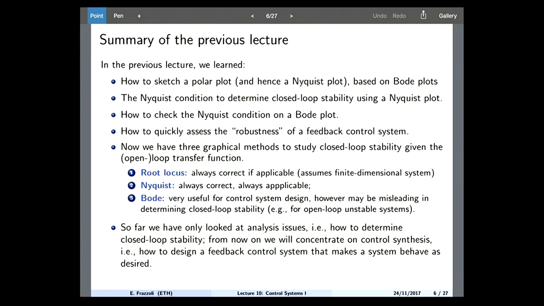So anytime, as I said before, I will not get tired of telling you this, anytime you have unstable open loop poles or non-minimum phase zeros, do root locus, do Nyquist first, and then work on the Bode plot. Good.